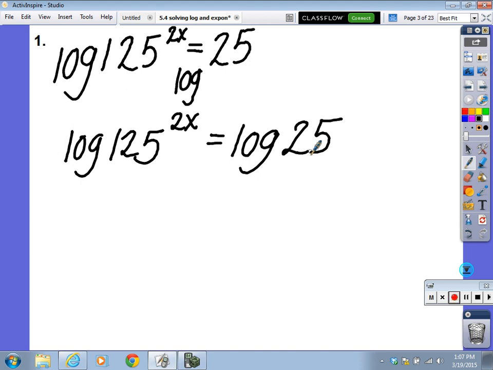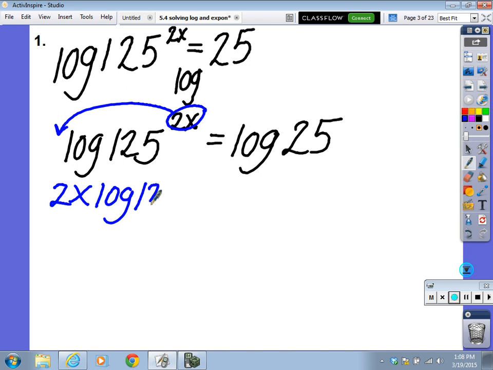Because if you do it to one side and you do it to the other side, you didn't change the equation, you manipulated it a little bit. Then we have to think back to properties of logs. If we have something in the exponent, we can grab it and pull it in front. Everybody remember properties of logs? Yes. Okay. So we have 2x times the log of 125 is equal to the log of 25.